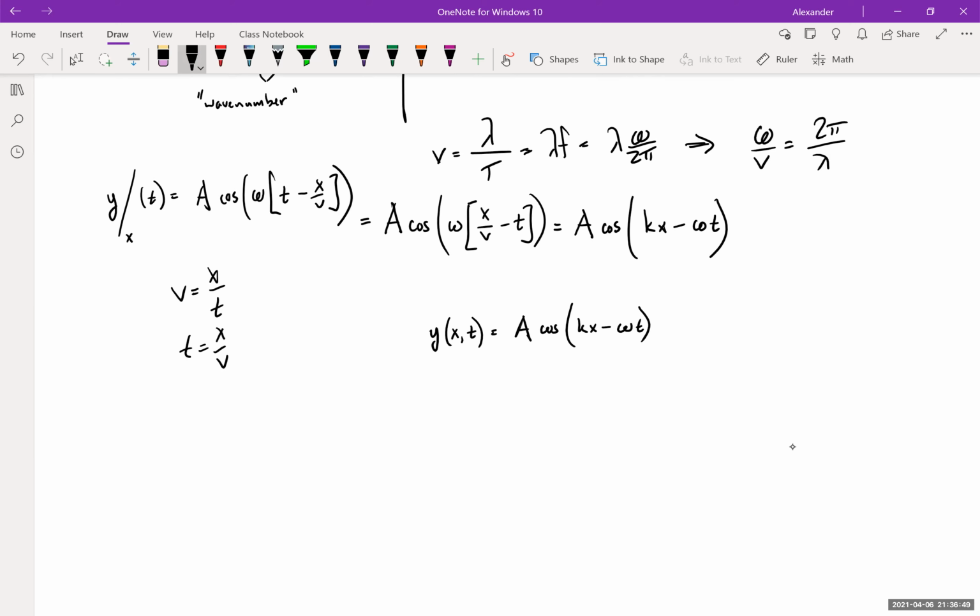And now we have a mathematical description of a wave traveling to the right. If we wanted to travel to the left, we're looking the other way in time, or the other way in space, but cosine is an even function.